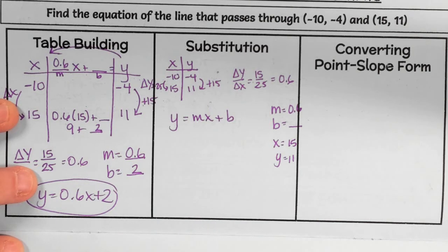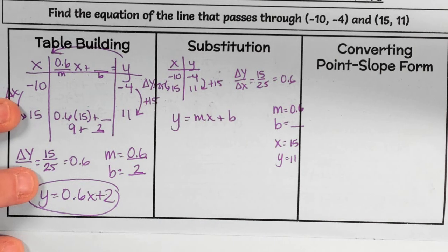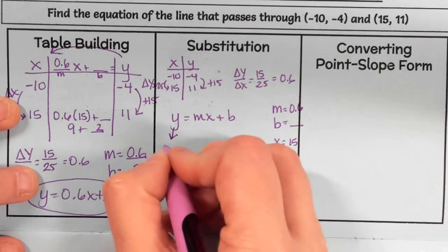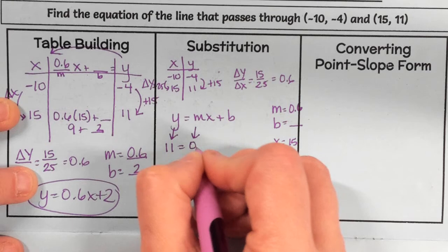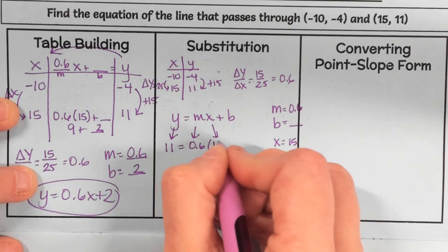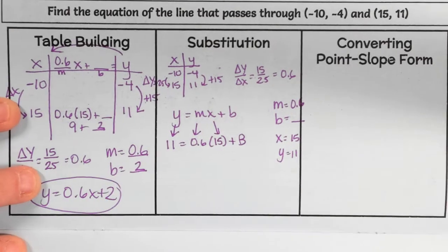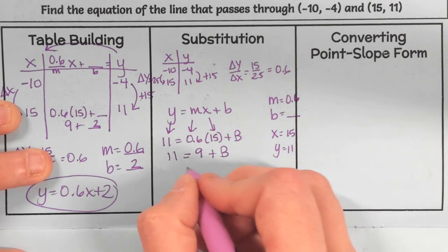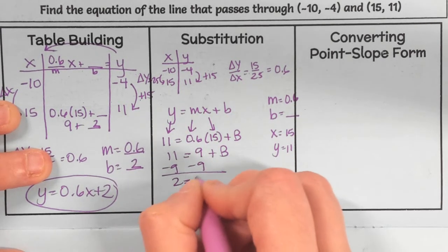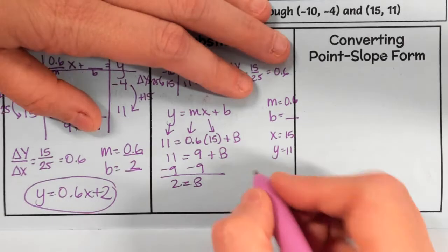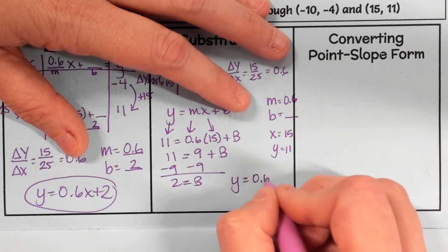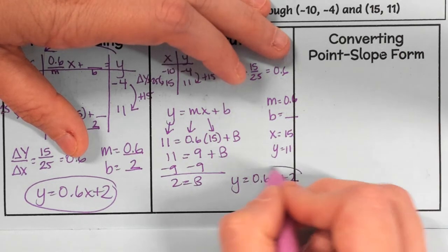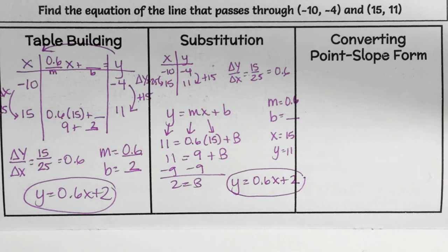And I write y equals mx plus b because I'm modeling the substitution, but if after a while you're like, I don't need to write this anymore, I already know how to substitute, then do you, it's good, okay? So my y was 11, my m was 0.6, my x was 15 plus b. 0.6 times 15 is 9. If I subtract 9 from both sides, I get 2 equals b. Exact same thing I got over here. And there's my equation. Okay, I get the same thing both ways.